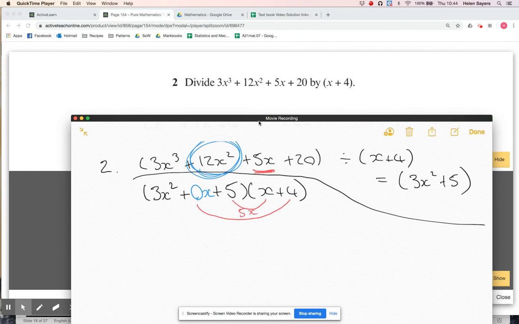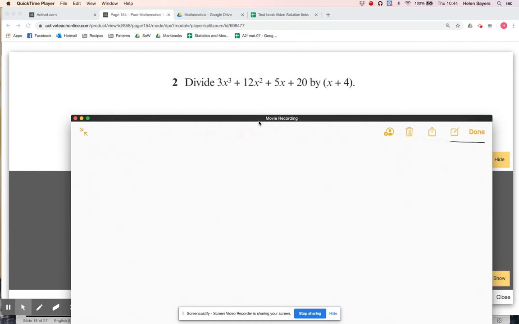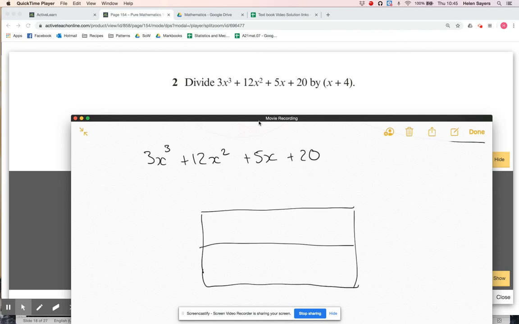Okay, so if you're happy doing it that way, that is the quickest. I think most people probably don't do it that way. Most people probably either use reverse grid method or write out the long division. So let's try reverse grid method. So if I wrote the question down correctly, we've got 3x cubed plus 12x squared plus 5x plus 20. Okay, and I'm dividing that by x plus 4. Okay, so I'm going to have a 3-term quadratic here.